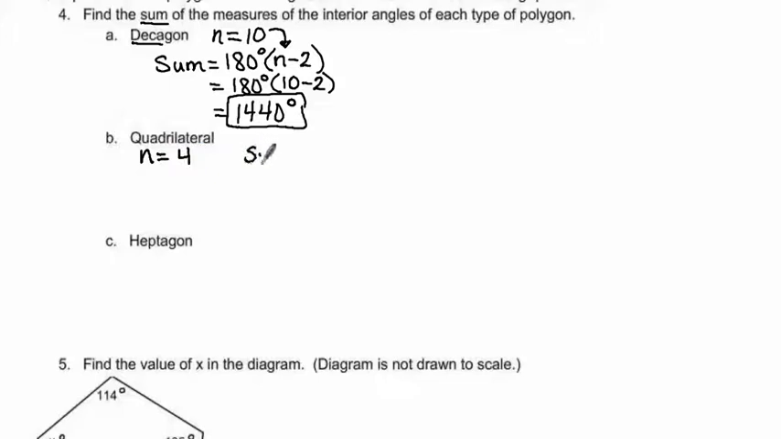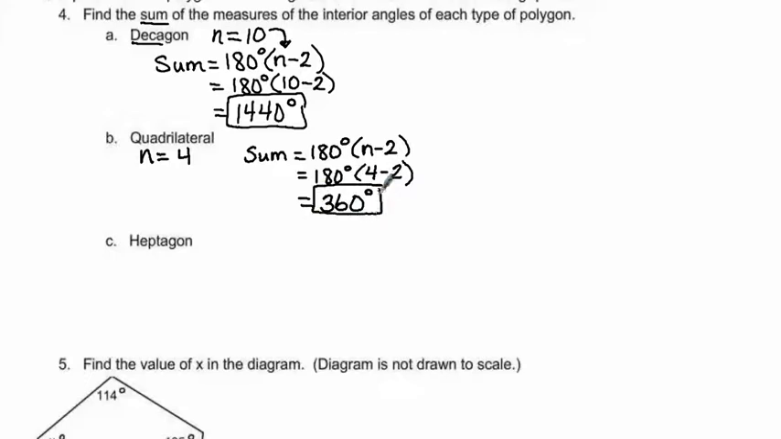We'll use our same sum formula. The sum is 180 degrees times n minus 2. And this time we're going to substitute in a 4 in place of n. So 4 minus 2 is 2. Multiply that by 180. And every quadrilateral should have a sum of 360 degrees.